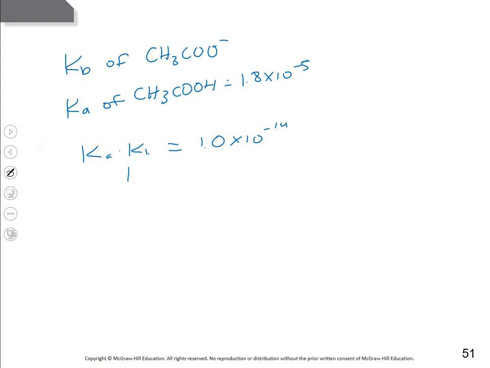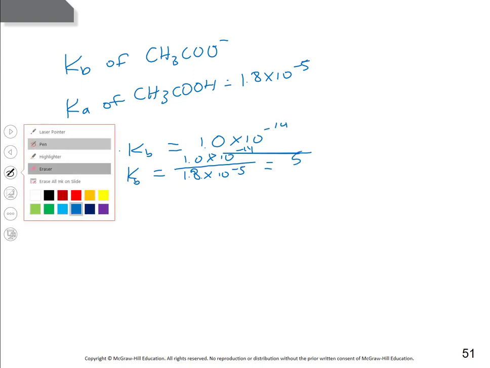Kb is going to be equal to 1 times 10 to the negative 14th divided by the Ka of acetic acid, 1.8 times 10 to the negative fifth. So what does that work out to? Good. 5.56 times 10 to the negative 10.